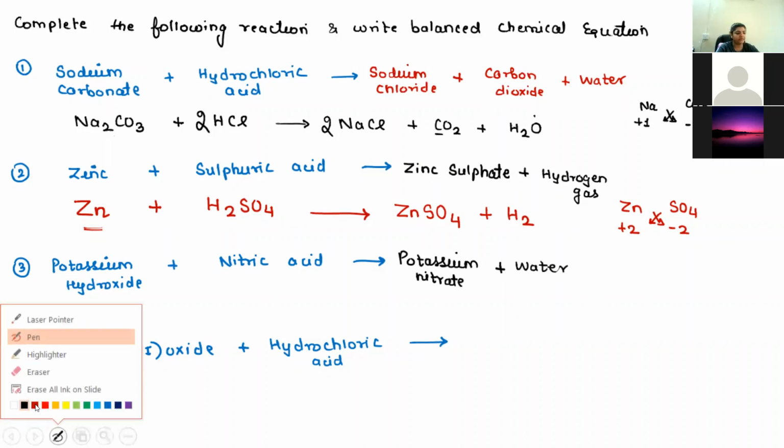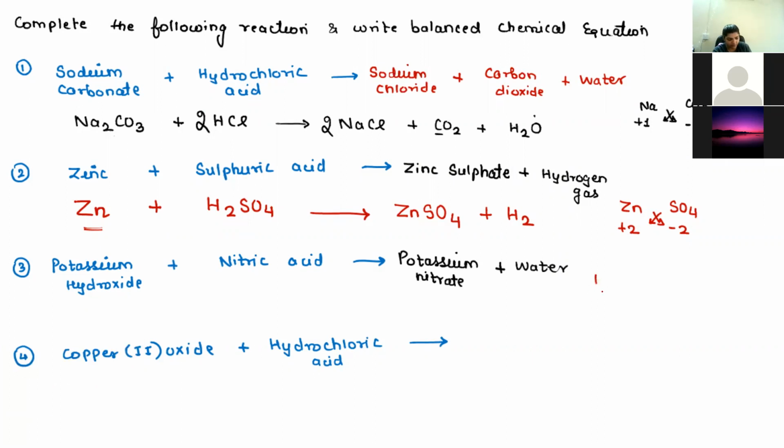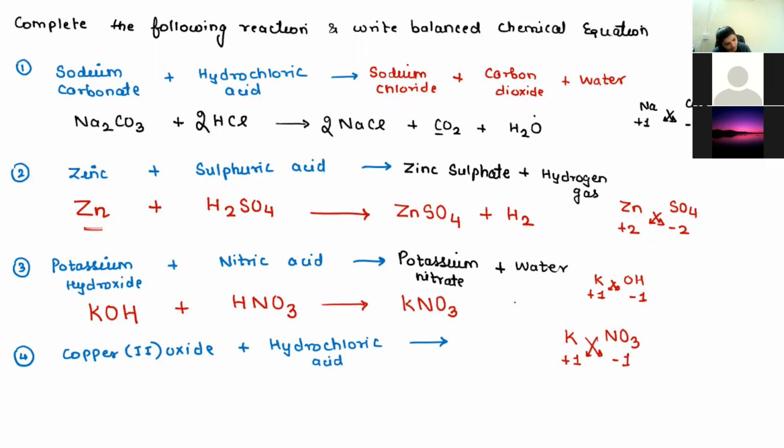What is the formula of potassium hydroxide? K is +1, OH is -1, crisscross, we get KOH. What is the formula of nitric acid? HNO3. What will be the formula of potassium nitrate? K +1, NO3 -1, crisscross, KNO3 plus H2O.